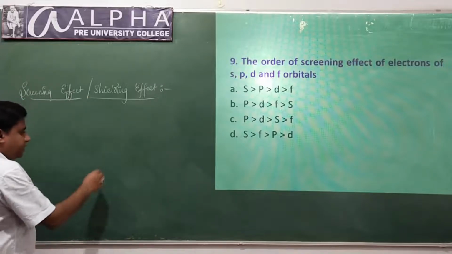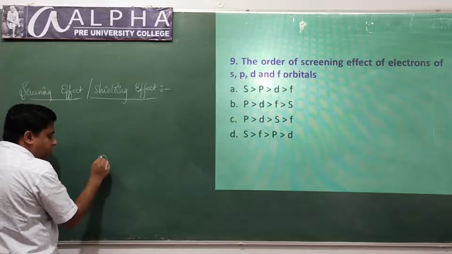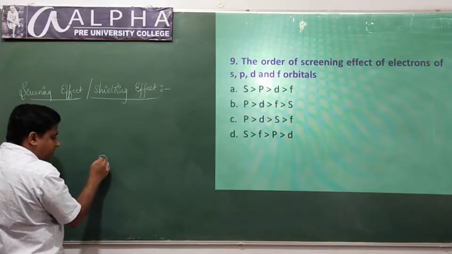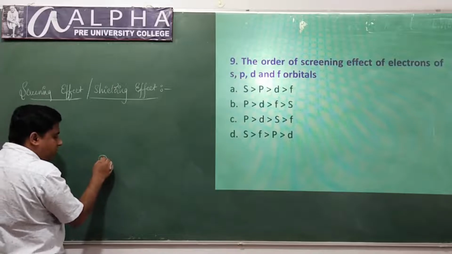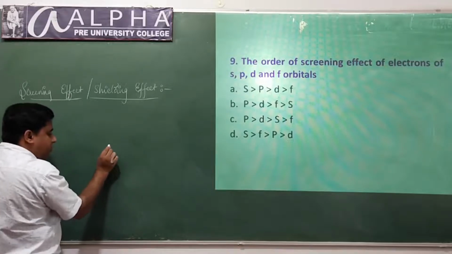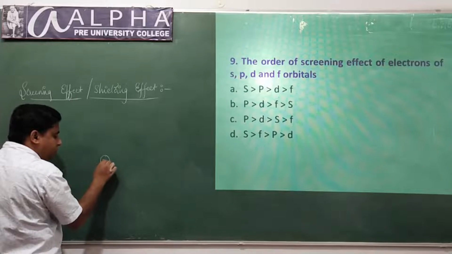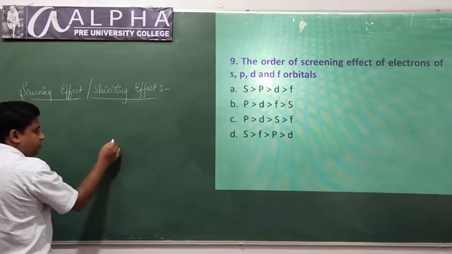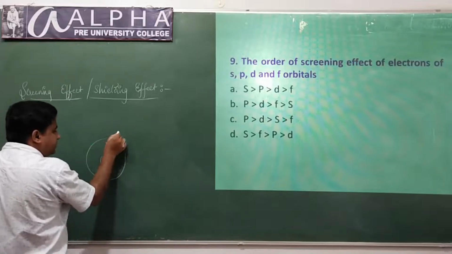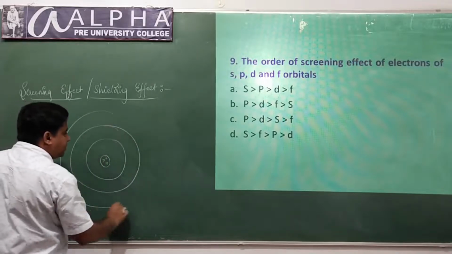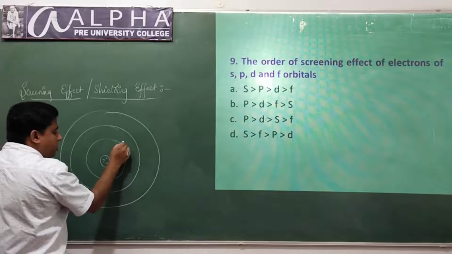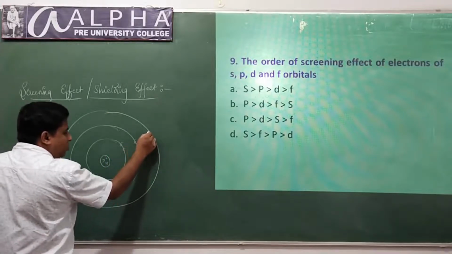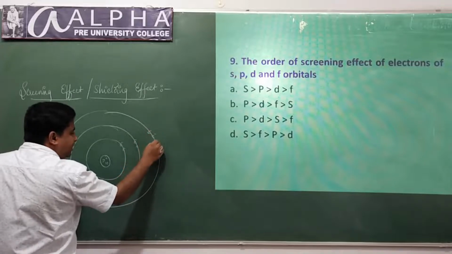Look here. If I have a nucleus, we know the structure of an atom, isn't it? The nucleus consists of protons and neutrons, and what is the charge of the nucleus? It's positive charge, is it correct? And the electrons will be revolving around the nucleus like this, is that correct? Now, see this, what do you mean by screening effect or shielding effect?